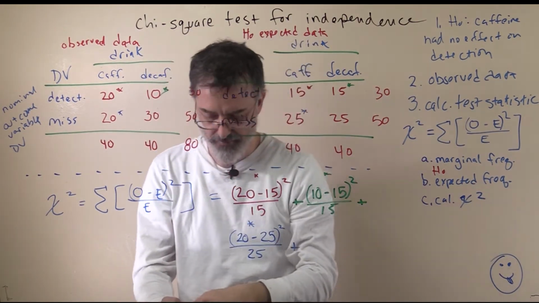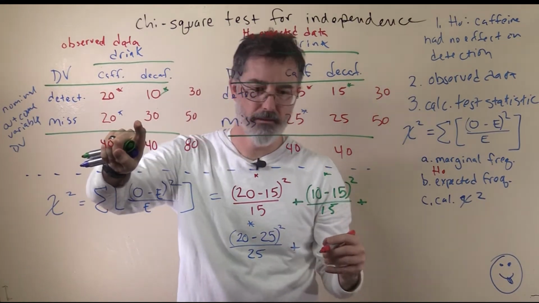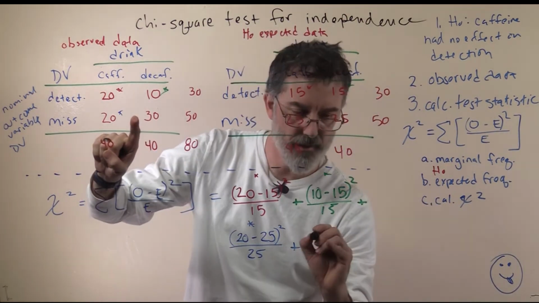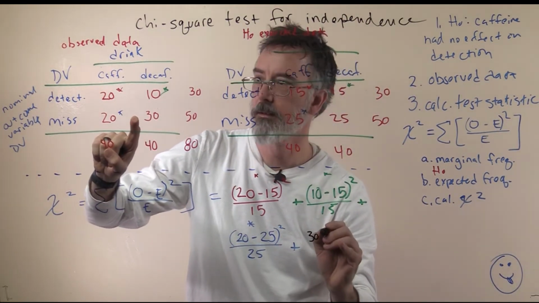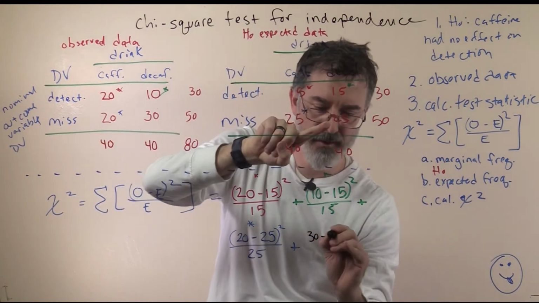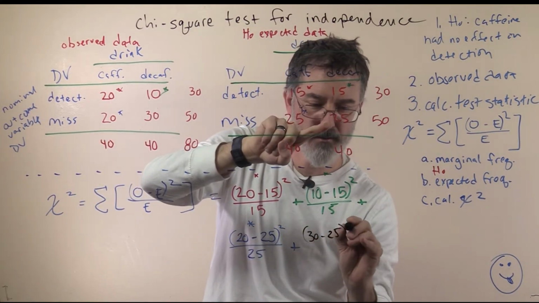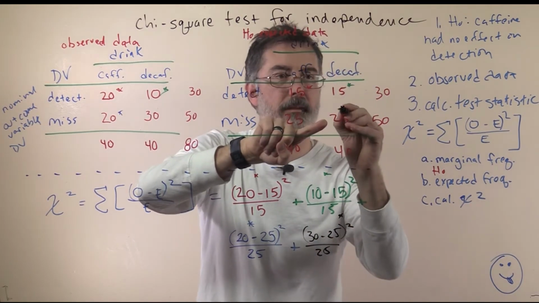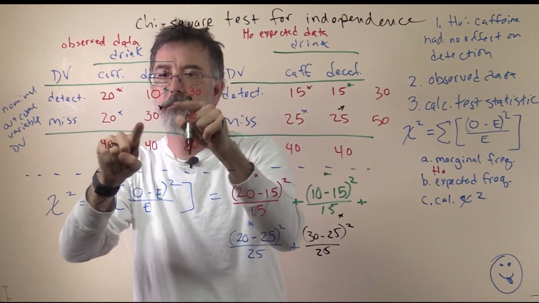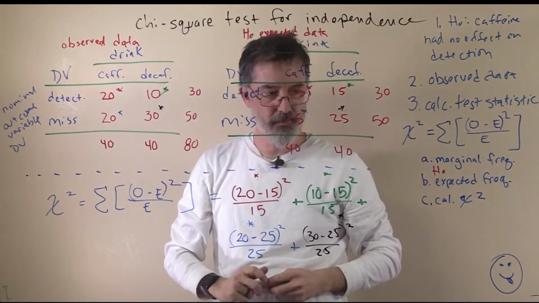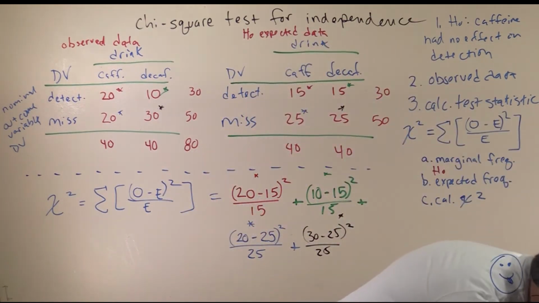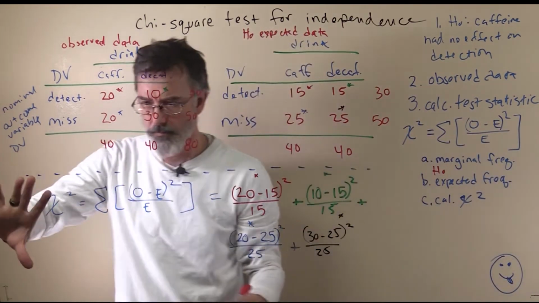And then we have to add our last cell here. Maybe I'll get a different color for that even. So for this last one, we have a 30 as the observed value minus an expected value of 25, squared, divided by the exact same expected value. And that's for this cell. This is the decaffeinated miss cell. And then to calculate our chi-square, we just finished doing the math for this. So I'm going to bring that back over here.